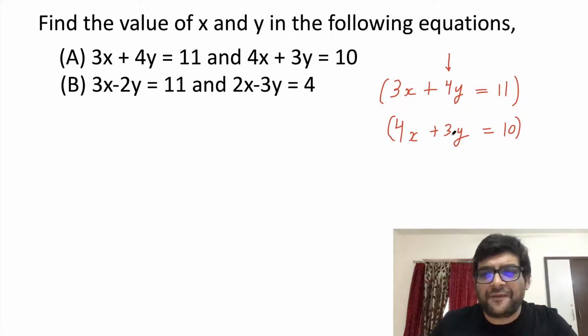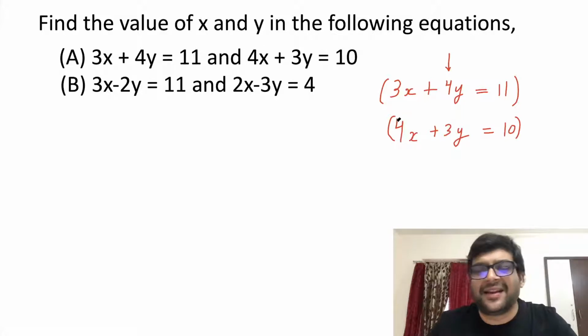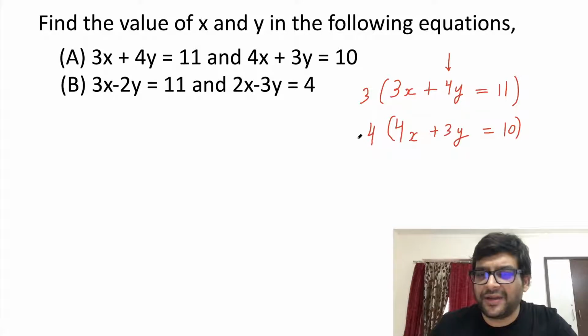Once I make the coefficient of y the same in both of them, what will happen is I'll subtract one from the other, and that will lead me to the answer. So to make the coefficient the same, I multiply the first equation with 3, and I multiply the second equation with 4, and then I subtract it.